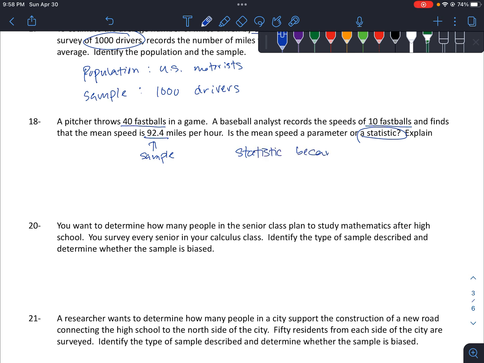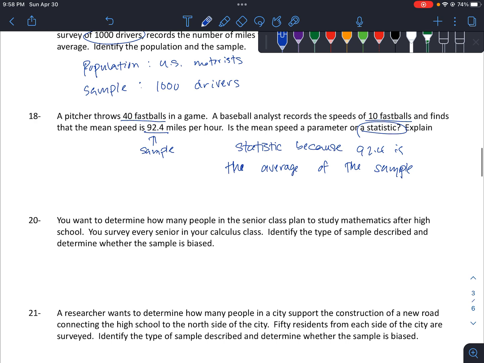because 92.4 is the average of the sample, not the population. So that's why. Okay.